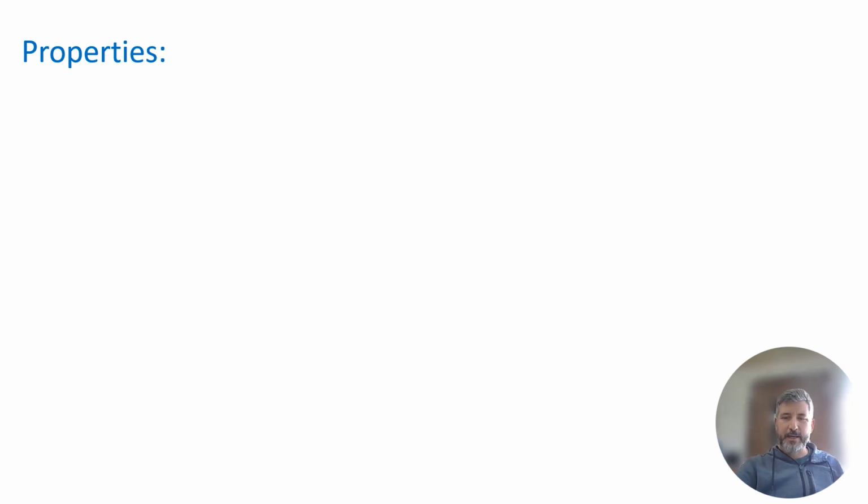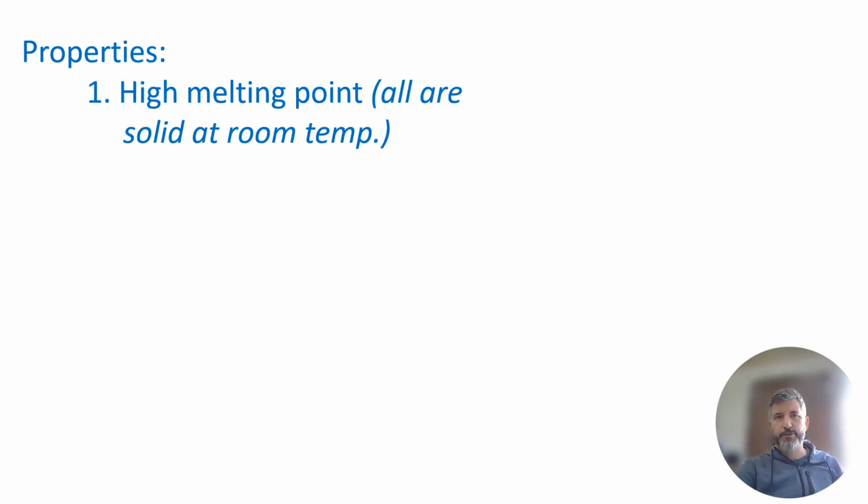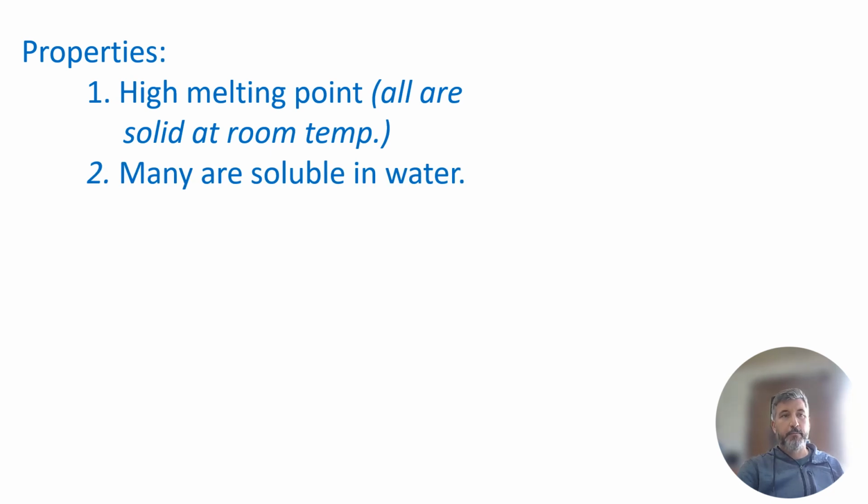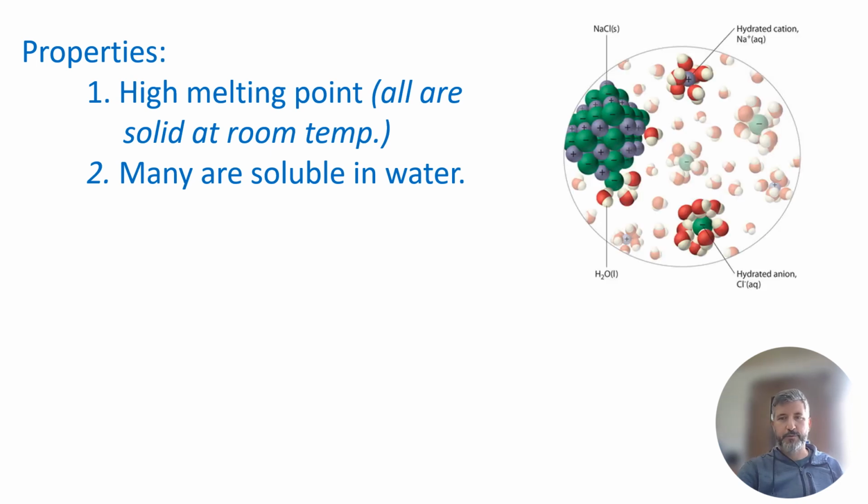All right, so what are some ionic properties and where do they come from? First, ionic compounds like table salt have very high melting points. Every single one of them is going to be a solid at room temperature rather than a liquid or a gas. Many of them are at least somewhat soluble in water, so they can be dissolved.